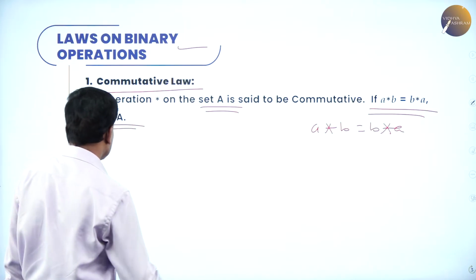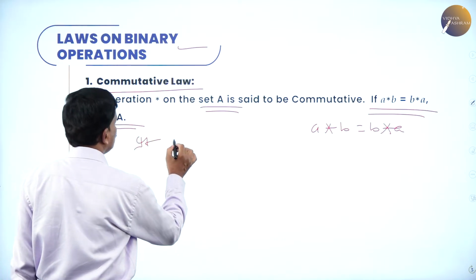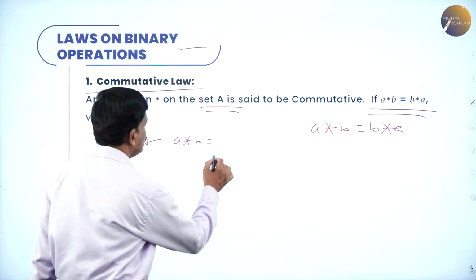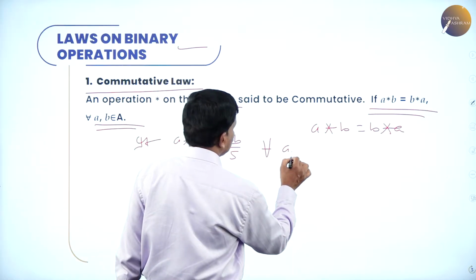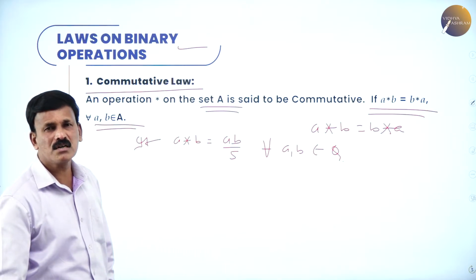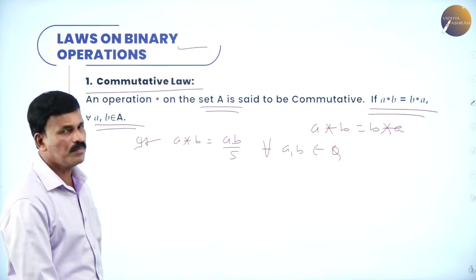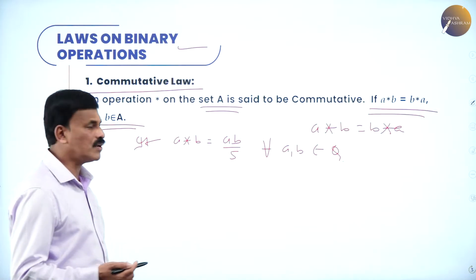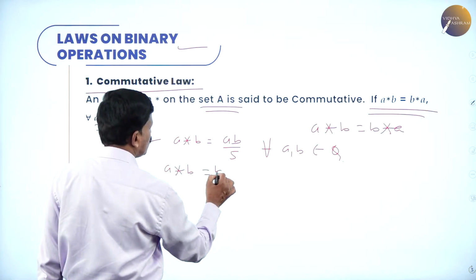Let me take an example. If A star B is equal to AB divided by 5 for all A comma B belongs to Q, the set of rational numbers. Now verify whether star is commutative or not. What is the property? Commutative property: A star B is equal to B star A.